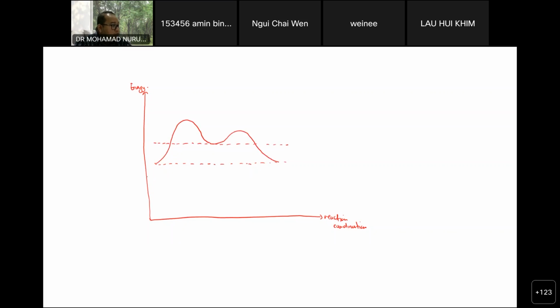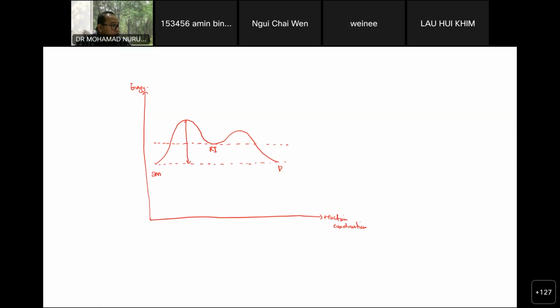So this will be the starting material. You should draw the starting material. This is the reactive intermediate. You should draw the reactive intermediate. And this is the product. Don't label them like SM, RI, P, no, but you have to draw all the structures. And also make sure you label, because in this one we already asked you to label the activation energy, the transformations.